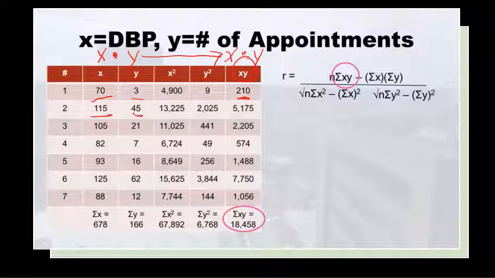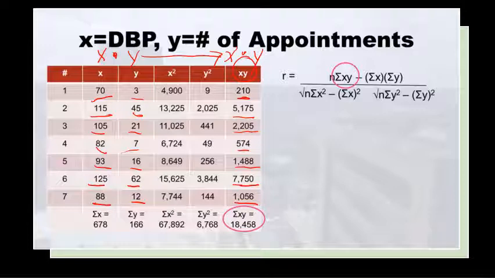115 times 45, we're going to get 5,175. 105 times 21 will give us 2,205. 82 times 7 will give us 574. 93 times 16 will give us 1,488. 125 times 62 will give us 7,750. 88 times 12 will give us 1,056.